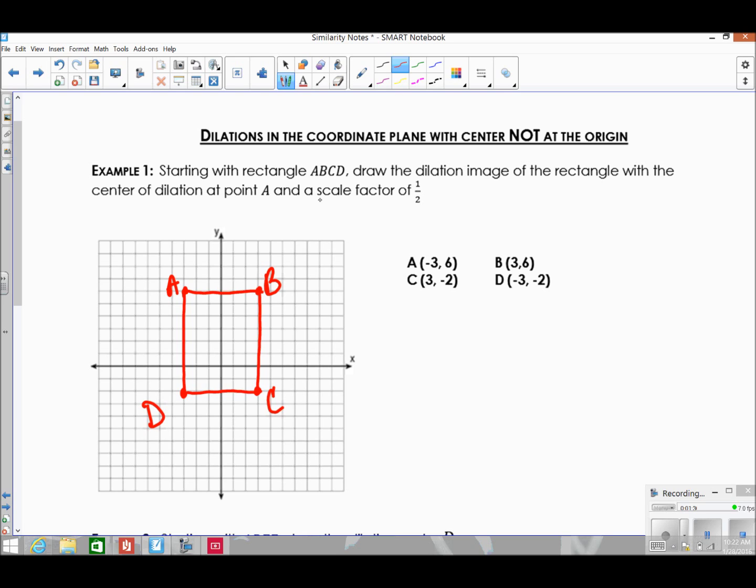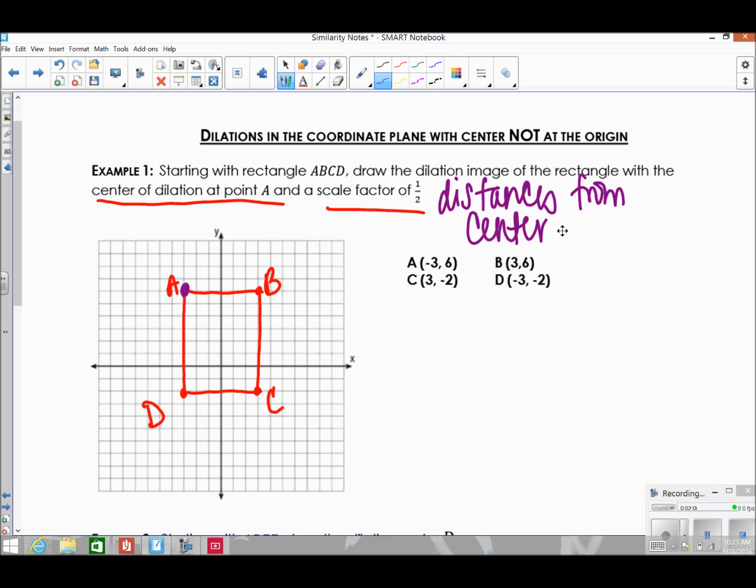And if we read what we're trying to do here, we want to draw the dilation with the center at point A and the scale factor of 1/2. So what this is saying is we're going to look at point A, and that's going to be our new center, and that's what we're going to measure those distances from. So the distances we're going to basically divide by 2. So the distances from the center we divide by 2.